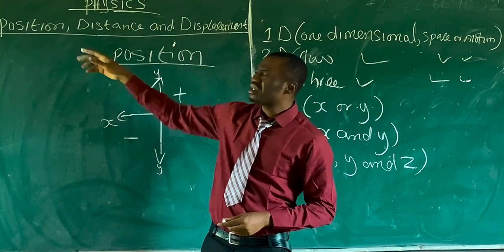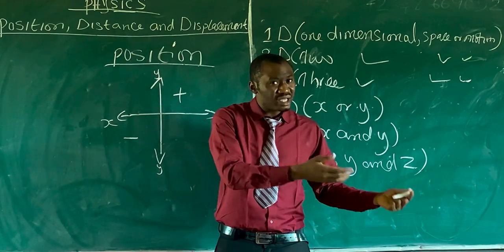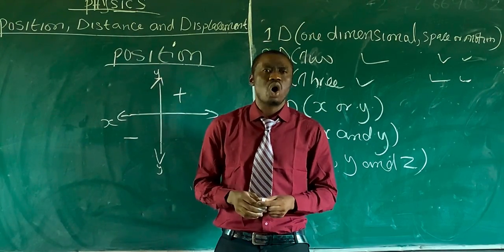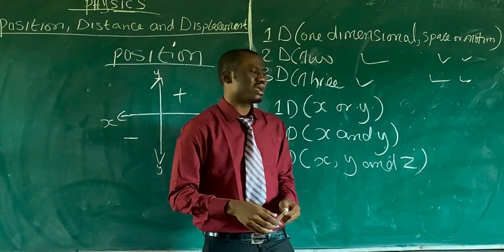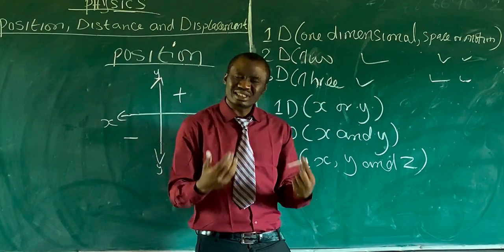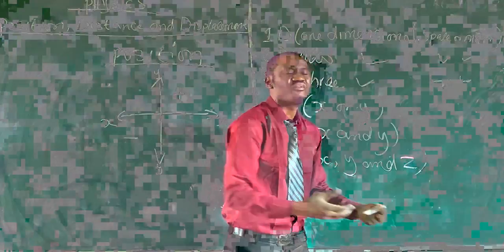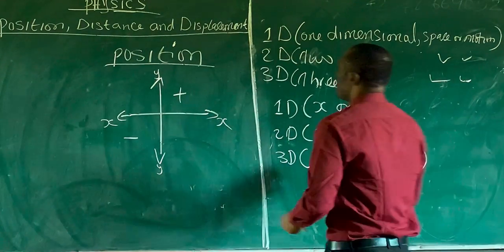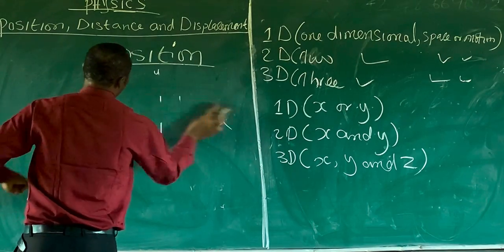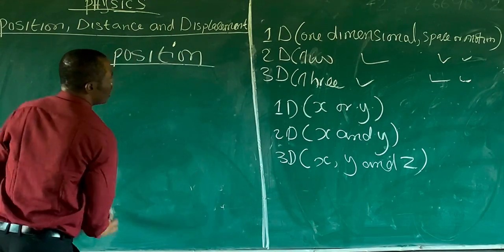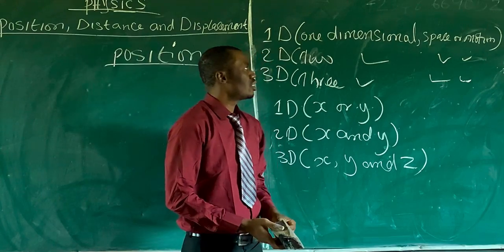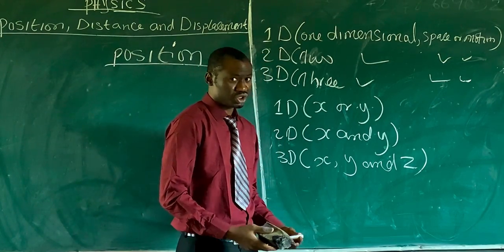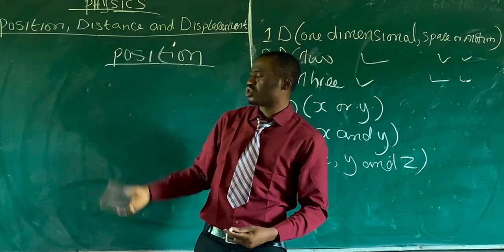Again, position is simply the location of a body relative to the point of origin. Let's take that again one more time. Position is simply the location of a body relative to the point of origin. Let me pick up the ball at the side. We want to take the 1D, one-dimensional space or motion method of solving problems of position.